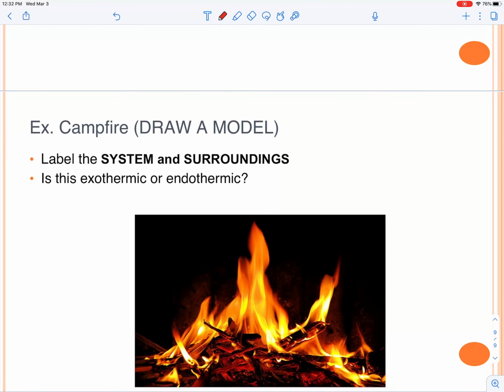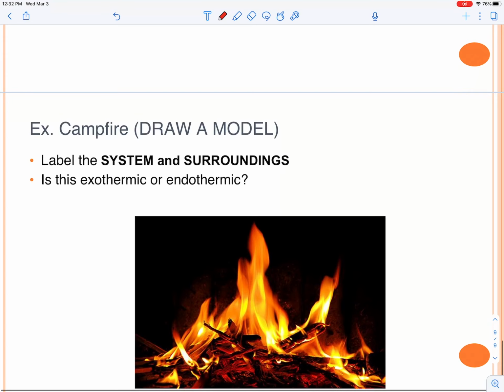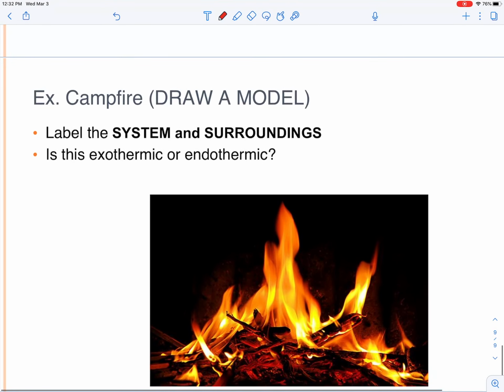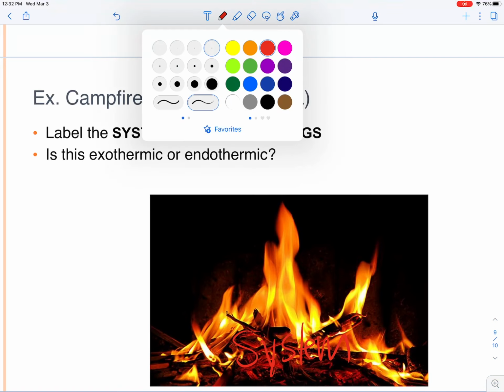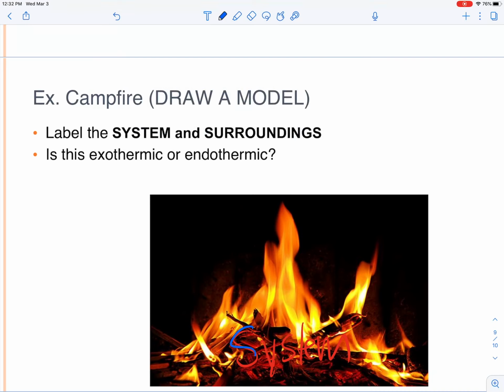So to illustrate this, we're going to look at a campfire. Okay, so I'm going to label this system here. Let's use a different color. Maybe blue. Okay, the campfire is going to be our system. So what do you think? What is part of our surroundings here?